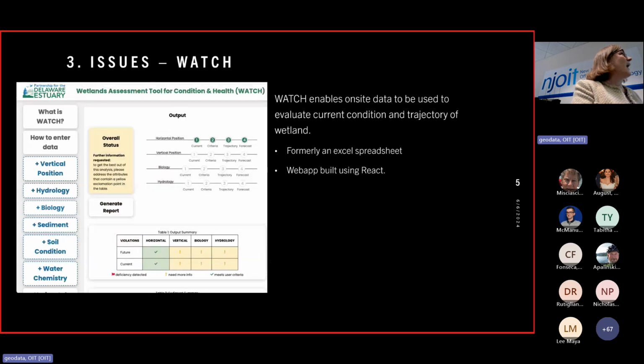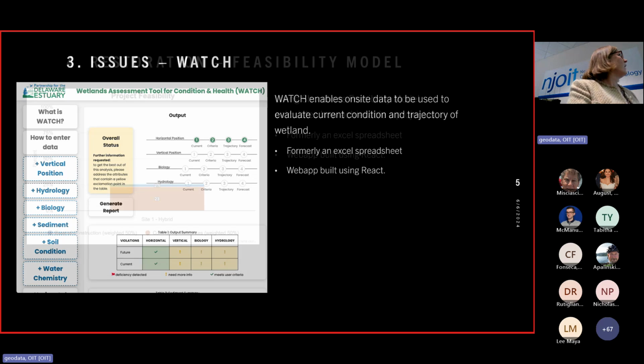That feeds into an application called Watch, which originally was a Partnership for the Delaware Estuary Excel spreadsheet that we turned into a React web application. And that allows scientists to go out into the field and put in real-time data about what the marsh is facing. So there's a ton of data that goes into this. There's vertical position, hydrology, biology stuff. There's a ton of information. And then the user gets a report out of that.